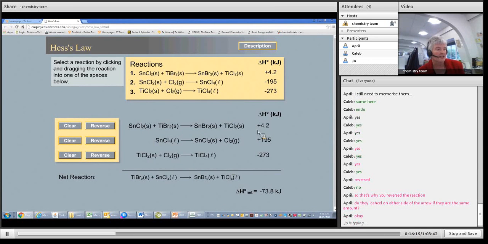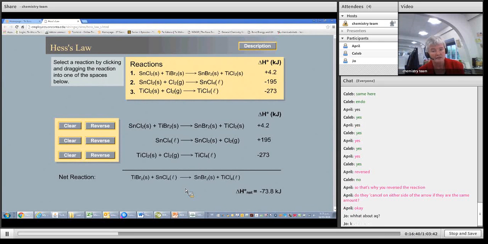Okay, so I've taken this one down as written. It's minus 273. I haven't reversed it, so it's still minus 273. But notice now when I add these 3 reactions up, it's going to be different again. Now Joe said, what about aqueous? Again, it's got to be aqueous on the left and aqueous on the right for them to be able to cancel. So you can have a heat reaction with aqueous, but if you want to cancel them, they must be in the same state.